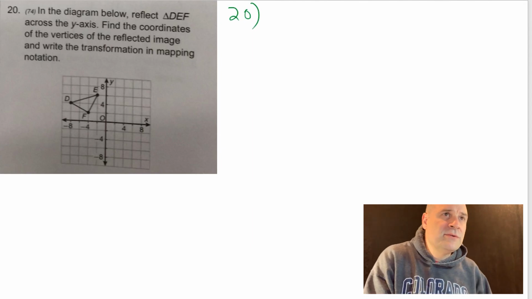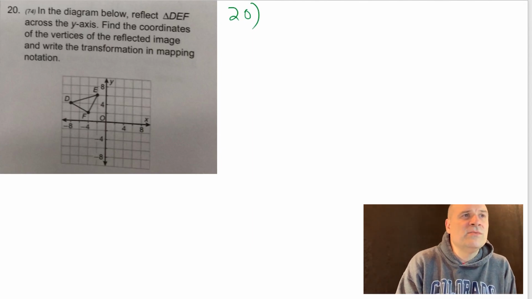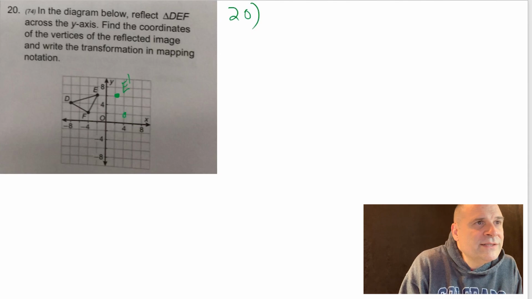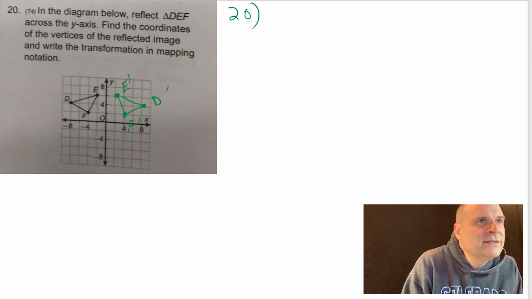So first step is to reflect DEF across the y-axis. So that means this guy right here is gonna be E prime. This guy right here is gonna be F prime. And this guy right here, let's see, 1, 2, 3, 4, 1, 2, 3, 4 is gonna be D prime. All right, so this is what our new triangle looks like.